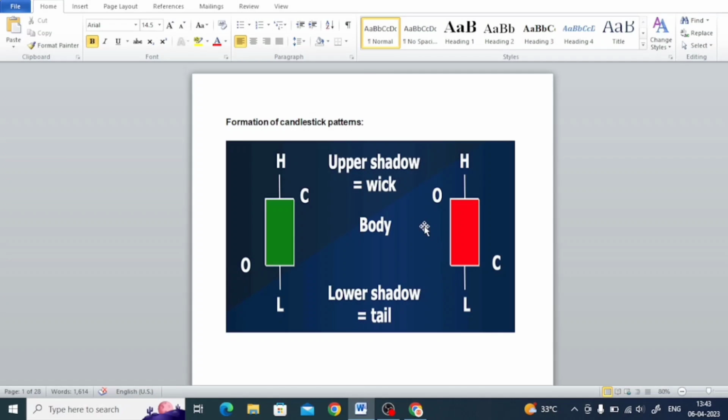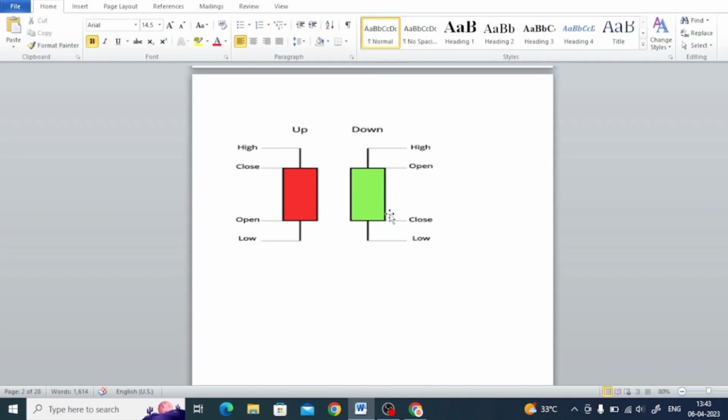This is a fine example of the formation of candlestick patterns. H means high, C means close, O means open, L means low. The lower shadow is called the tail, the upper shadow is called the wick. This is another example of candlestick formation.